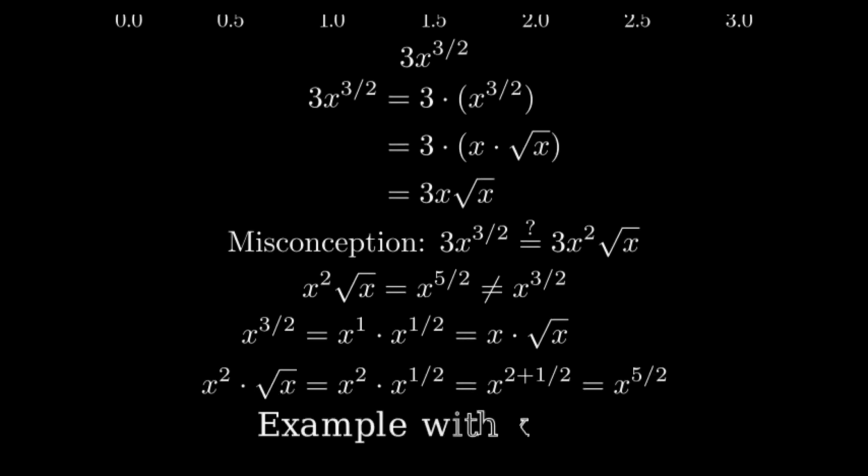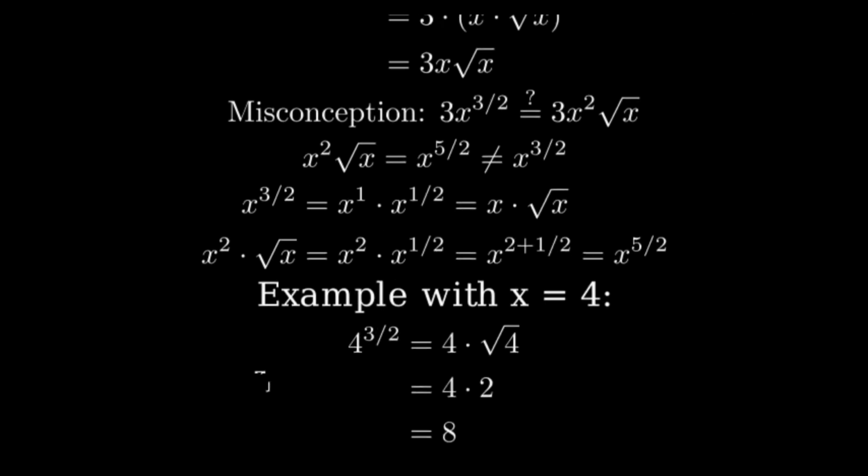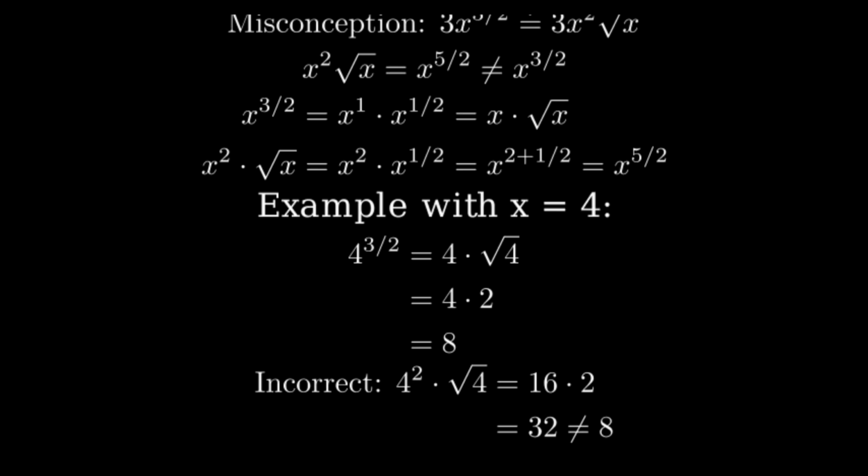Let's see an example with a specific value to make sure we understand this concept. Let's use x equals 4 as our example. For 4 to the power of 3 halves, we have 4 times the square root of 4. The square root of 4 is 2, so this equals 4 times 2, which is 8. But if we incorrectly calculate it as 4 squared times the square root of 4, we would get 16 times 2, which is 32, giving us the wrong answer.